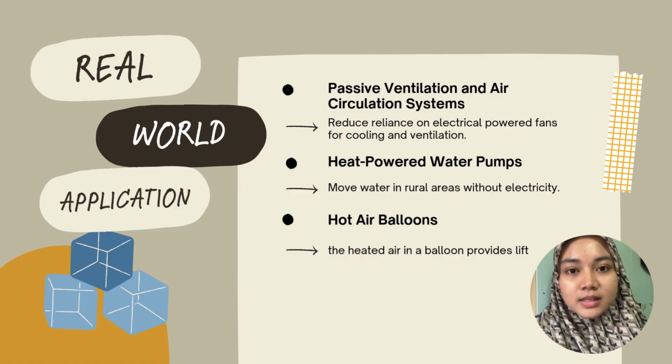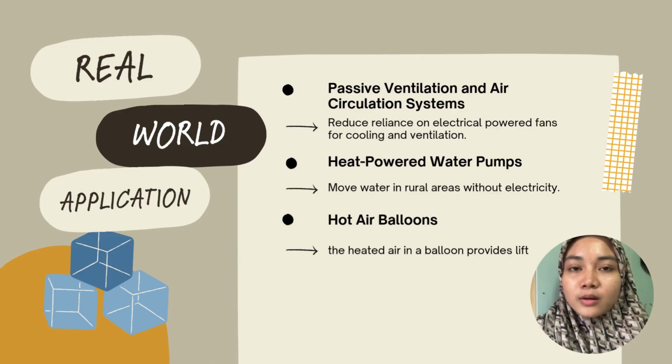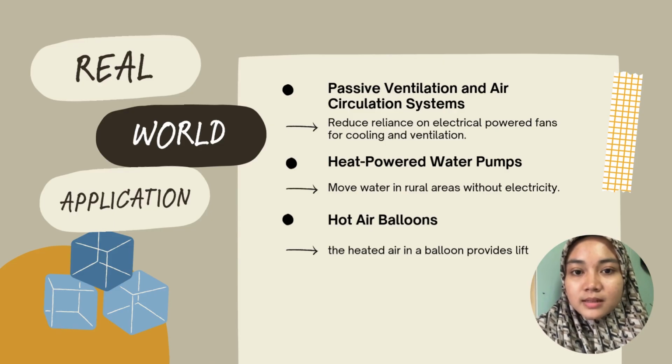Another application is the heat-powered water pump, which is commonly used in remote areas where electricity is limited. This pump works by using heat to create pressure differences that allow water to move from one location to another, similar to our turbine, which relies on rising hot air to generate motion. This pump harnesses heat to create movement and transfer energy efficiently. They are particularly useful for irrigation, livestock watering, and also emergency water supply systems.